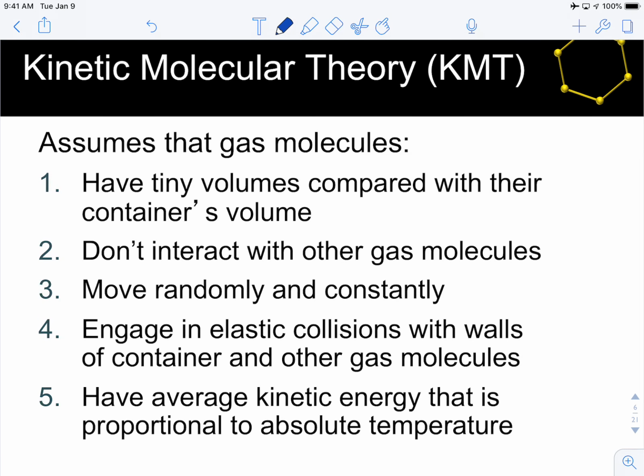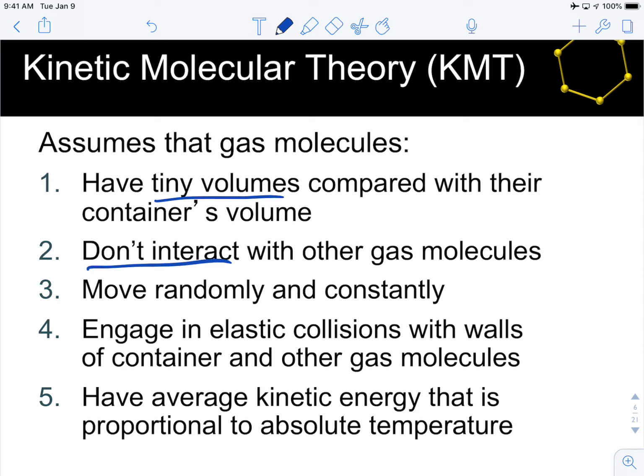So, kinetic molecular theory. What this says is that gas molecules basically have tiny volumes compared with their container's volume. They don't interact with other gas molecules. And by saying these tiny volumes, it means basically a gas is mostly space. They move randomly, but constantly. A gas molecule is not going to stop moving. They engage in elastic collisions with the walls of the container and other gas molecules.